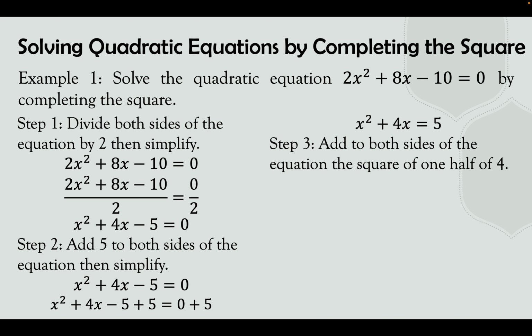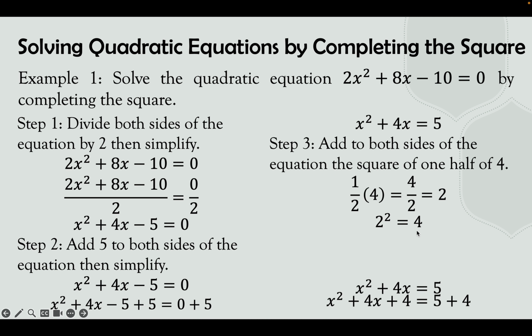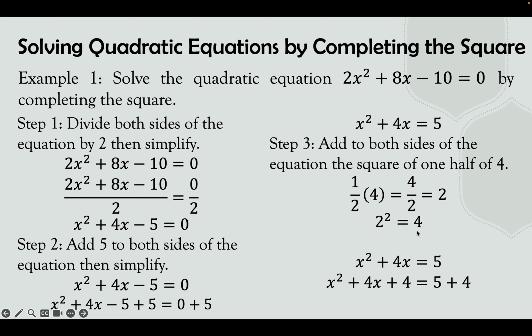We need to add to both sides of the equation the square of 1/2 of 4. So our b here is 4, divided by 2. We have 2, and then the square of 2 is 4. Now, we just need to add 4 to both sides. So we have x squared plus 4x plus 4 equals 5 plus 4. So we have x squared plus 4x plus 4 equals 9.